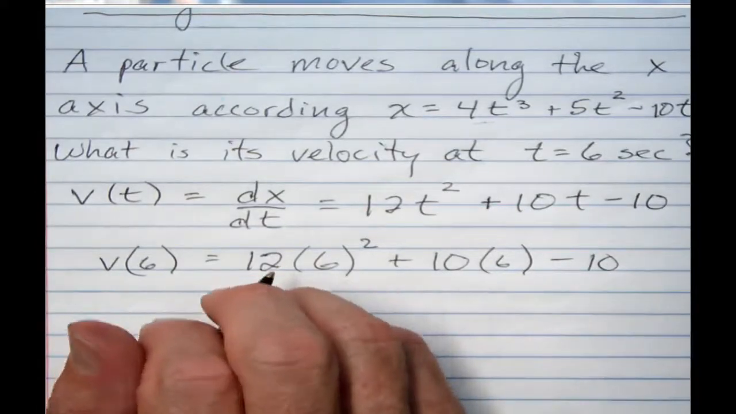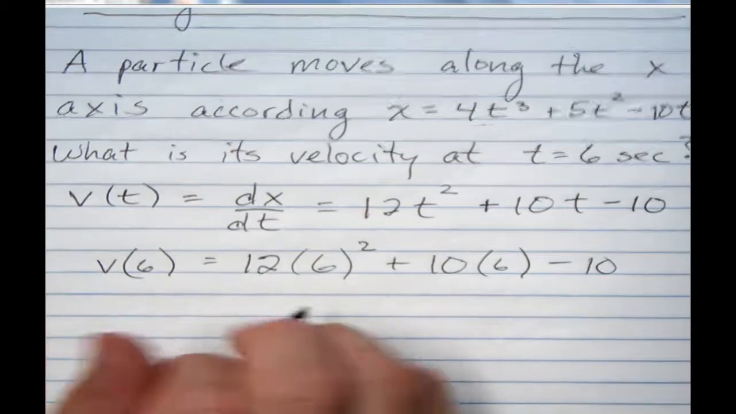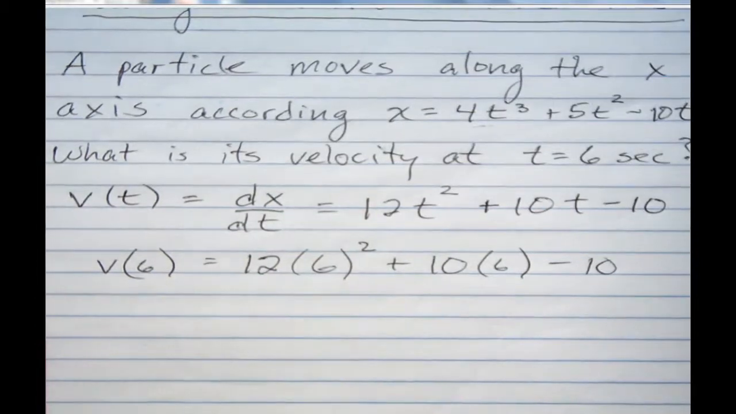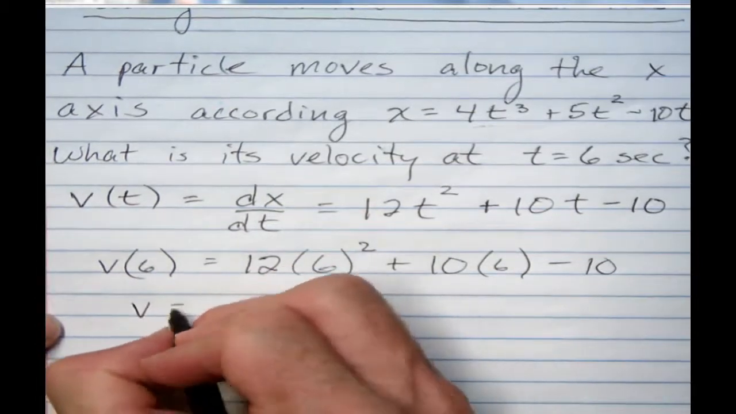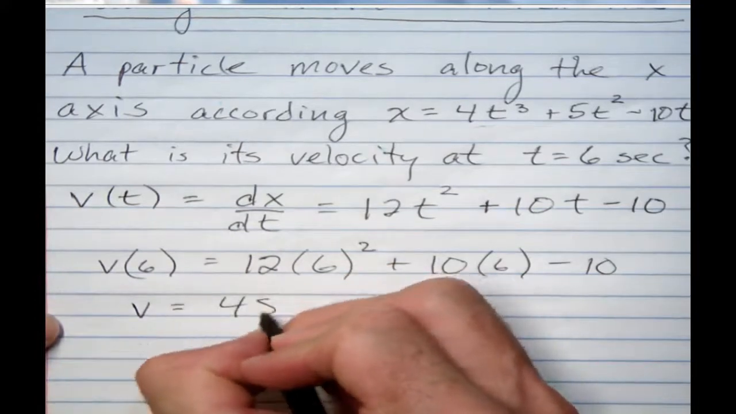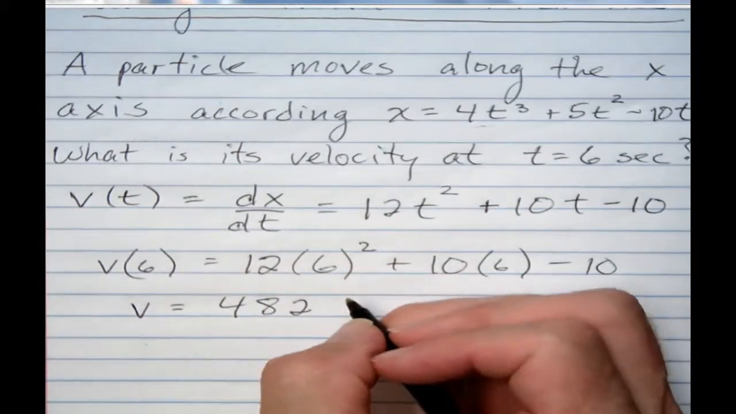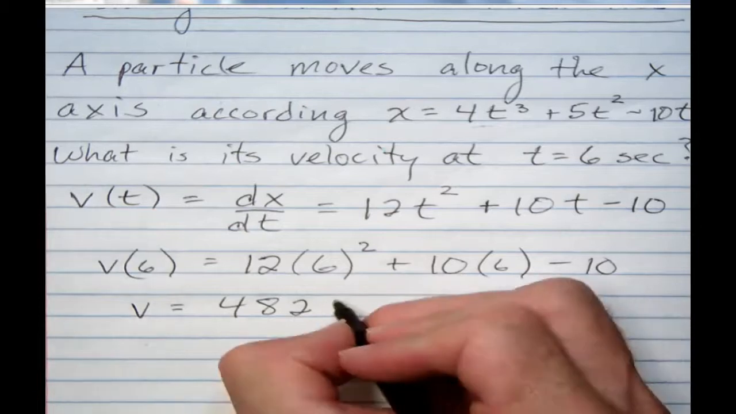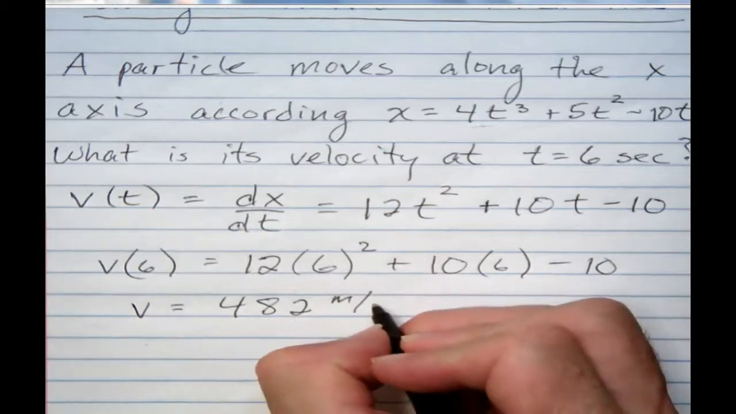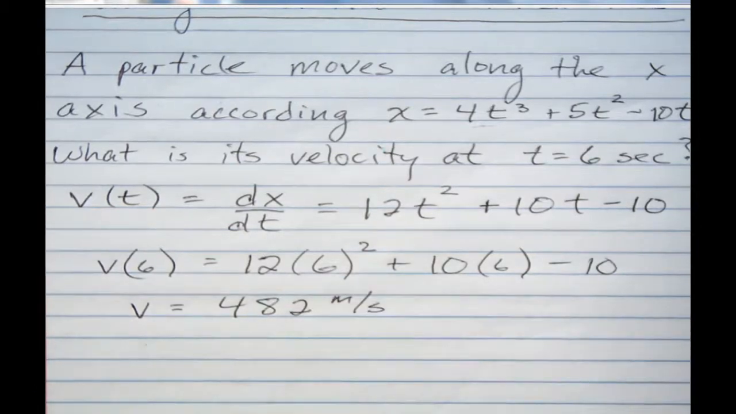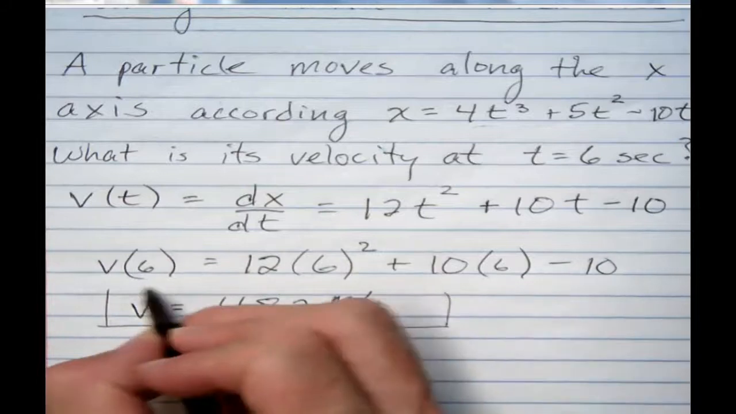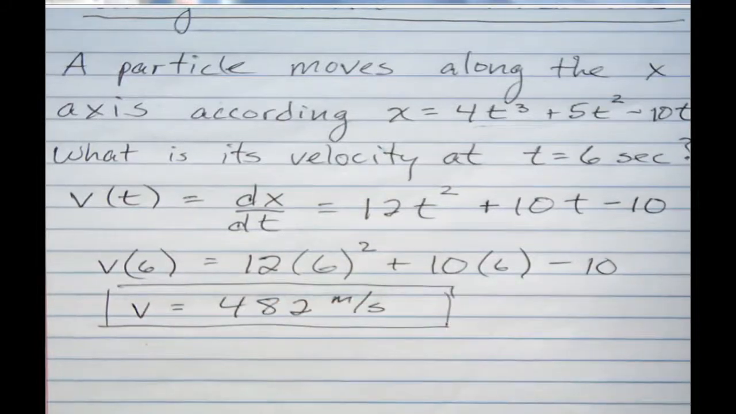And then we'll calculate. You can certainly check my math here. I let my calculator do the hard work. And I got a velocity of 482. That's an absolutely absurd number, but this is just an exercise so you can see how I'm doing the derivative. And if the position was in meters and the time was in seconds, we would get velocity in meters per second. So there's velocity at 6 seconds.